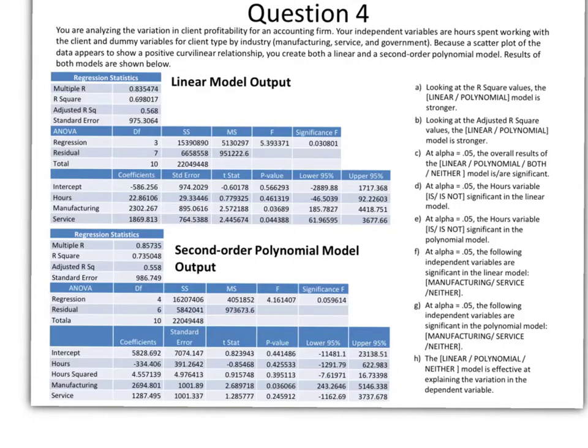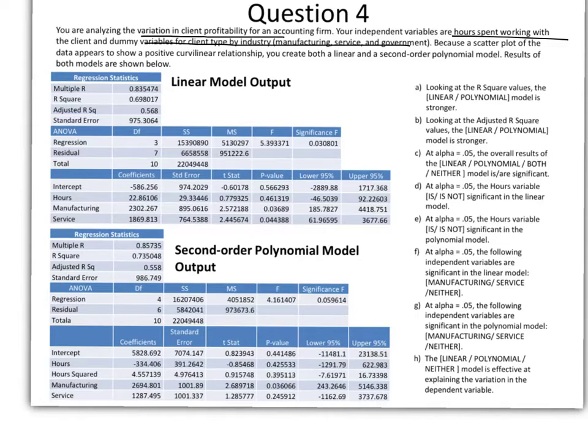Question 4 on the practice exam. We are looking at variation in client profitability for an accounting firm. We're looking at the variables. Independent variables are hours spent working with a client, and dummy variables for client type by industry. So we've got manufacturing, service, and government. So we've got a multilinear regression question here, or results.